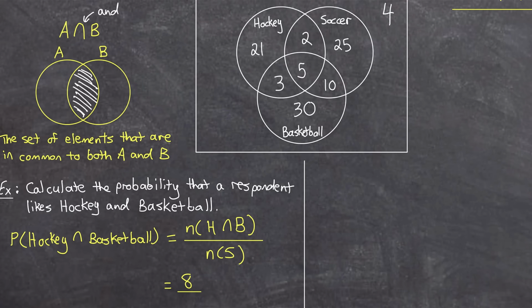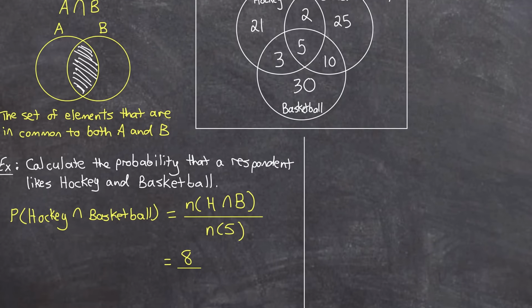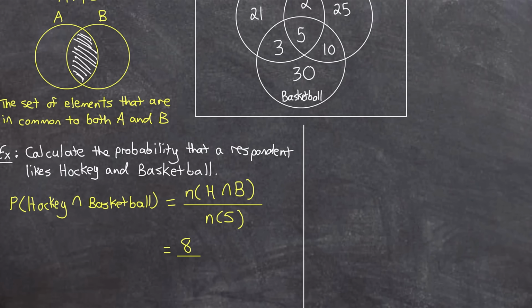And to find the total number of people that took the survey, we would have to add every single number that we see in the Venn diagram, and you'll see that that equals 100. So the probability of a person liking hockey and basketball is 8 out of 100, which could reduce to 2 out of 25, or we could write it as a decimal as 0.08.